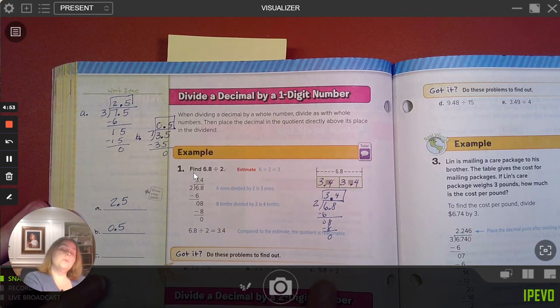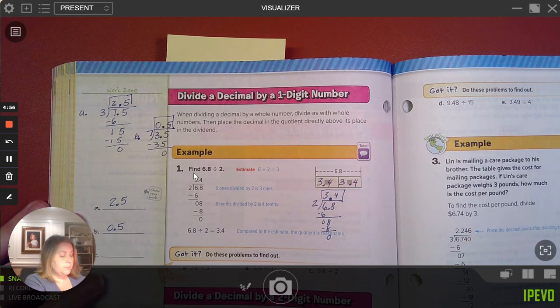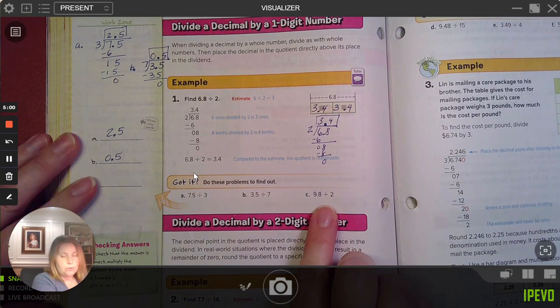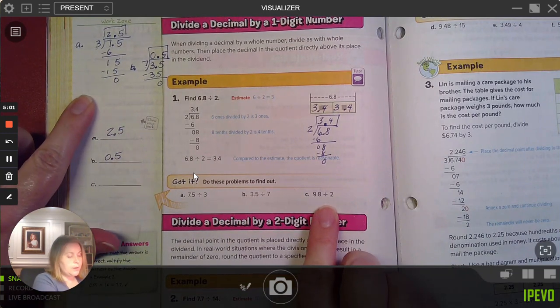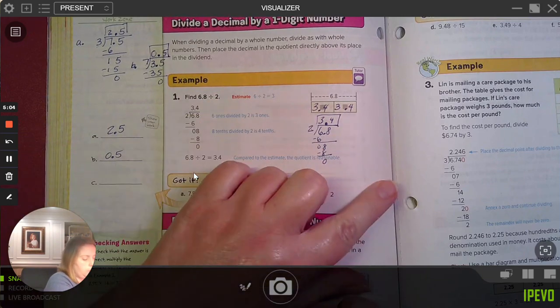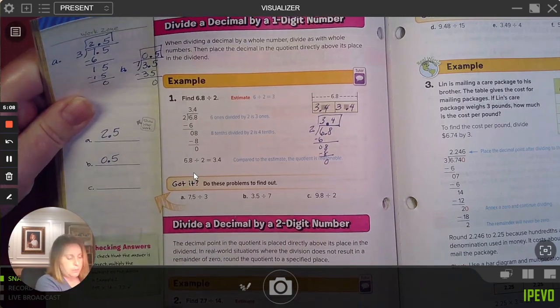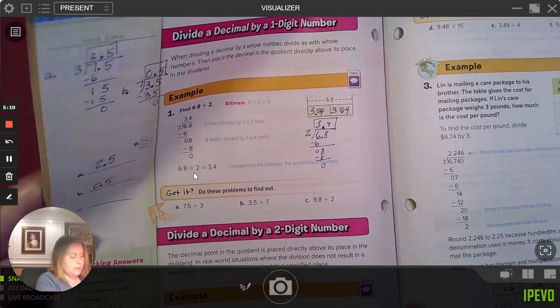Example C, we have 9.8 divided by 2. And I think I have enough room to put this in here if I write small. Otherwise, you can find some empty space in your book. I'm going to save the space at the bottom for the second example.